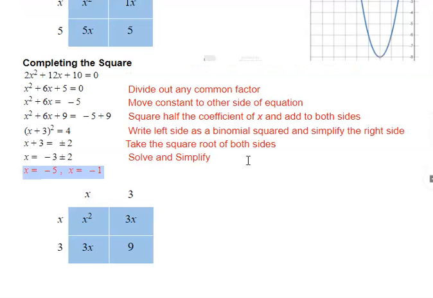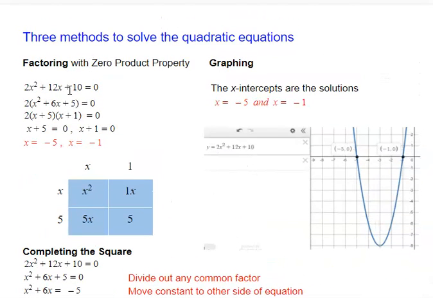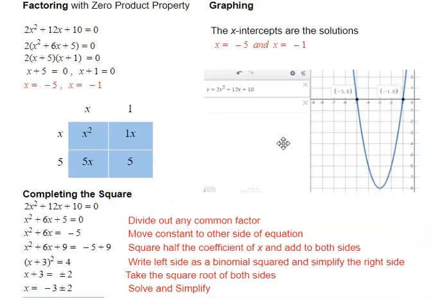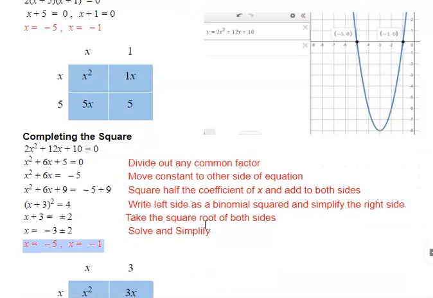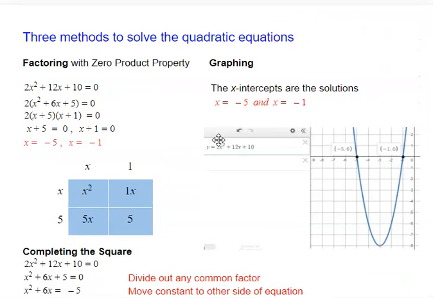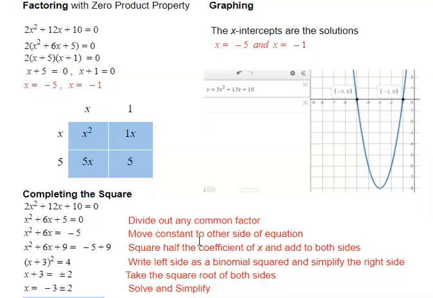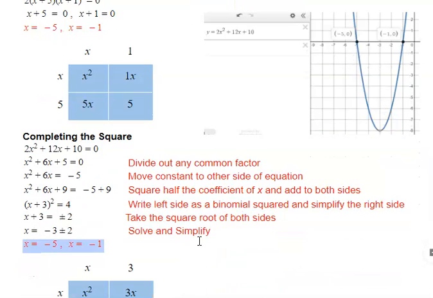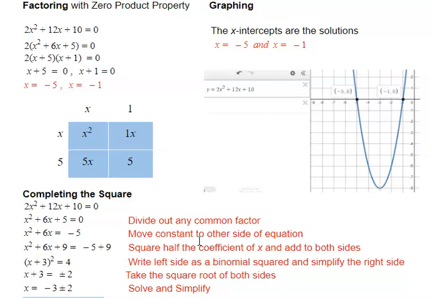So again, the three methods we have for solving are factoring, then there's graphing, and then there's completing the square. In all cases, use your graph to check your solutions. But there are times coming, if you take a college algebra course, for example, you may not have access to Desmos to check your solutions. So you have to know the other two methods of factoring and completing the square.